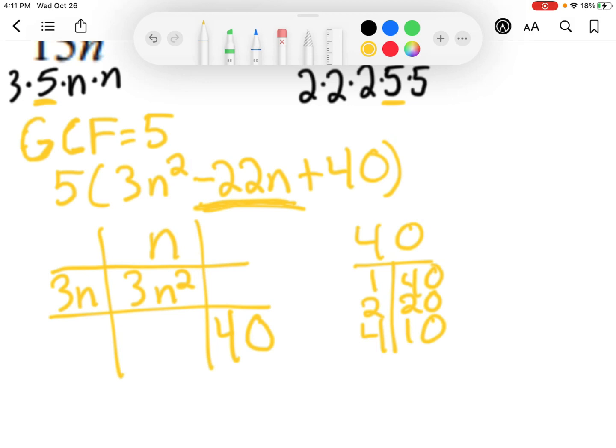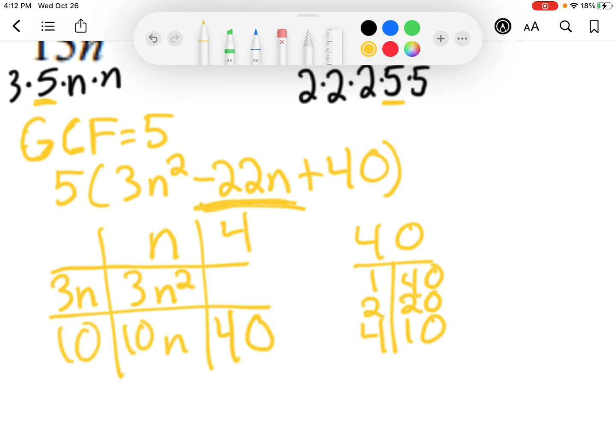So this is a little bit different because you got that 3 involved. So you can kind of guess and check. How about 4 and 10? Does that work out? I would get 30n and I would get 4n. That doesn't give me 22. What if I switch the order?